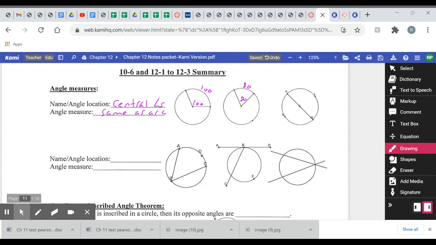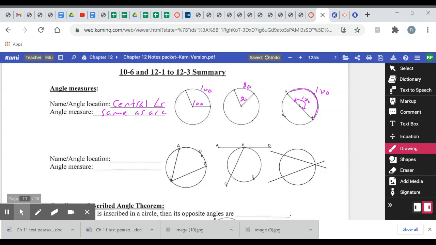If it's a diameter that is basically cutting the circle in half, then I know that that must be half the circle, which is 180, which also means that this amount of degrees from here to here would also be 180. It's basically a straight angle.